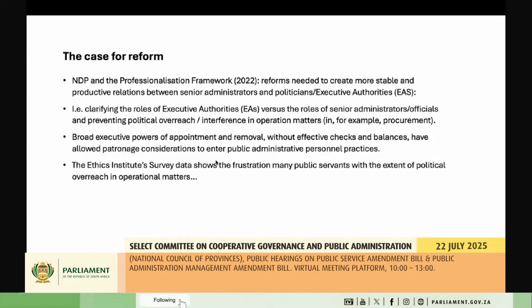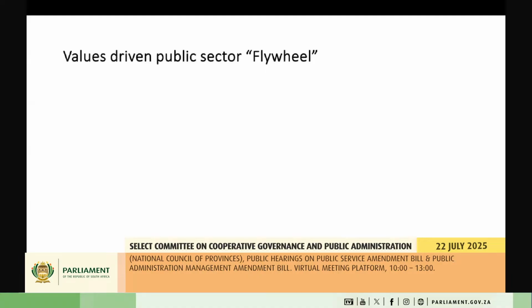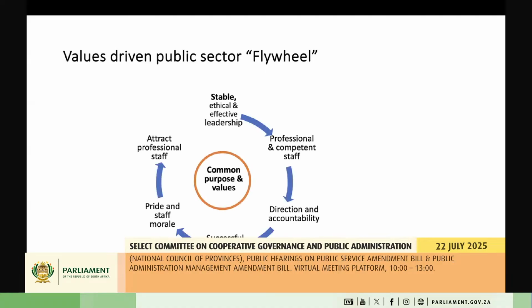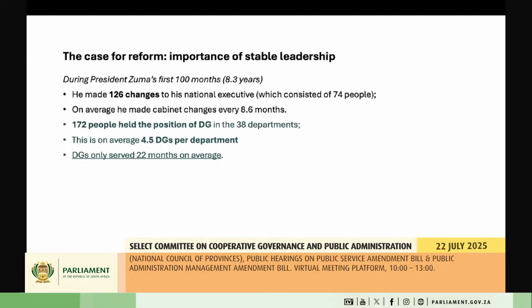I'm now going to hand over to Chris, and Chris is going to share some data from their public sector ethics survey, which they run every couple of years. Chris, are you ready to join? I am. Thank you very much, Sarah. Hi, colleagues. I'm Chris Dobie from the Ethics Institute, and I'm responsible for the public sector component of our work.